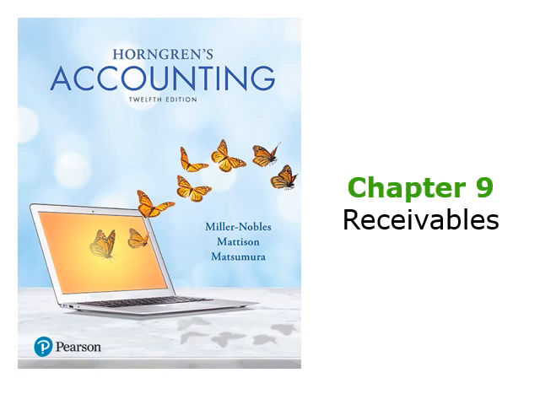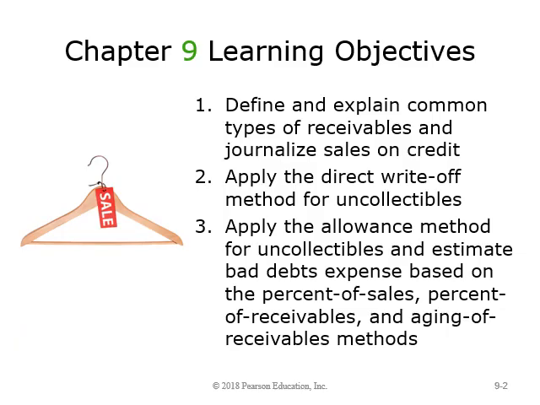All right, so we are going to be discussing receivables with Chapter 9. So our learning objectives for Chapter 9 are that we are going to define and explain common types of receivables and journalize sales on credit. Number 2, we're going to apply the direct write-off method for uncollectibles.